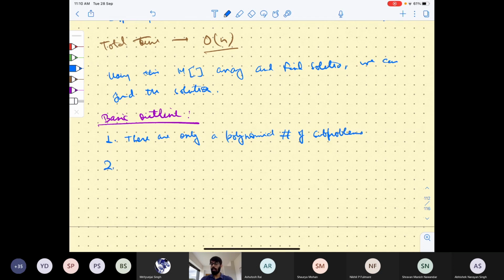Second is that given the solution to the subproblems, the solution of the problem should be computed easily, right? So solution to subproblems should give, let's say, just draw an arrow, should give easily solution to original problem.